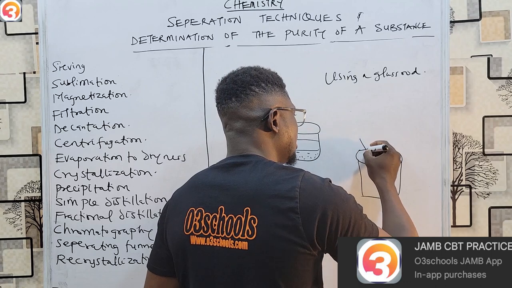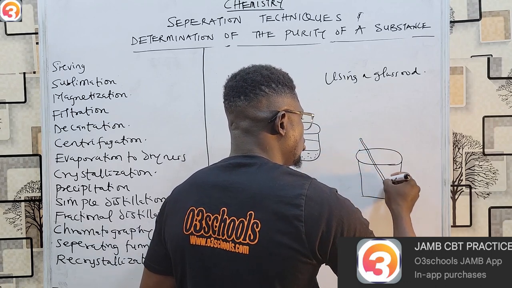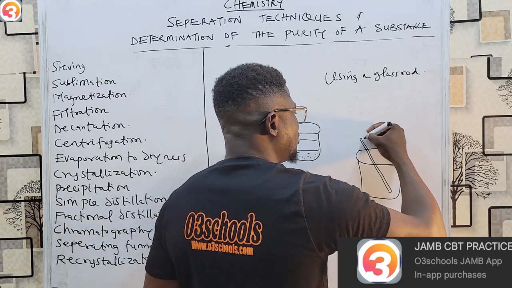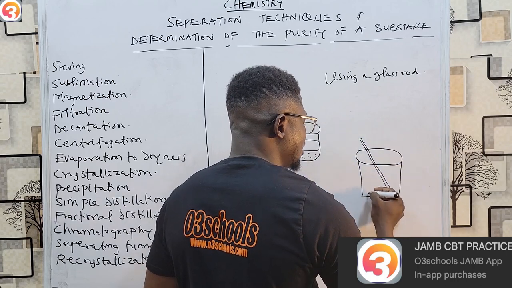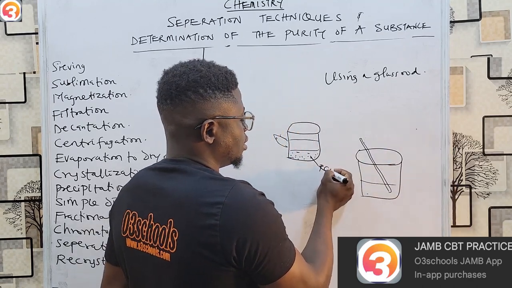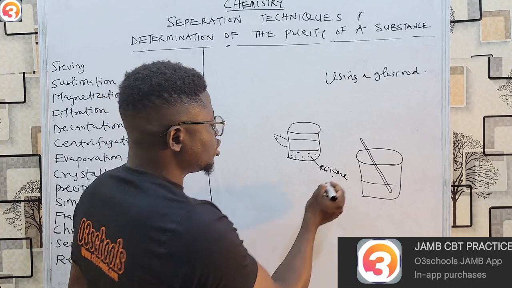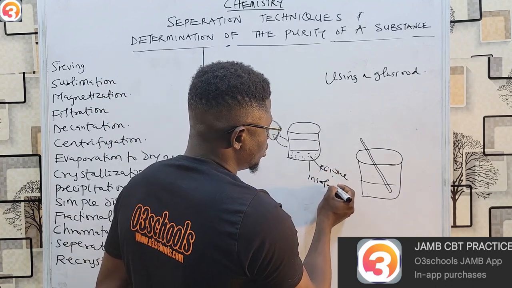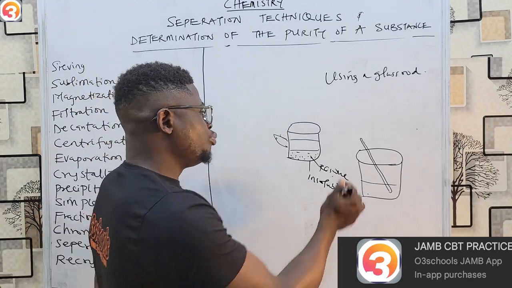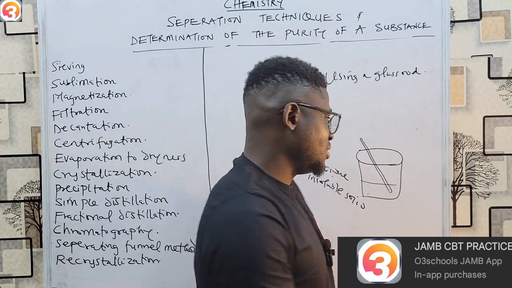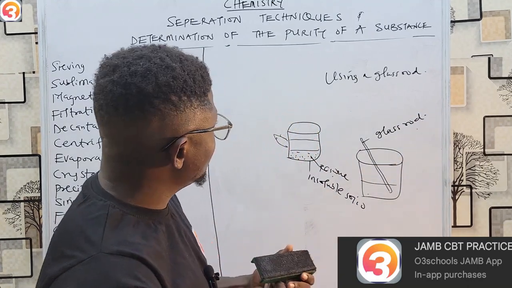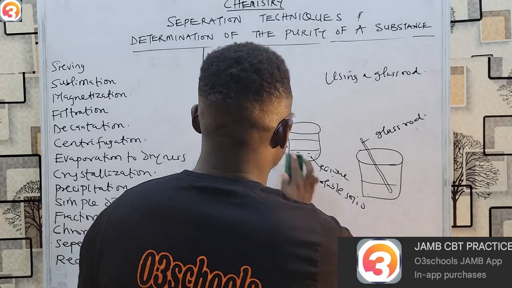So you have your glass rod carefully placed like this, and then you pour your liquid. Let's say it has a handle like this. Then you pour that liquid carefully on top of this glass rod, so that it goes down gently into the beaker below, leaving your residue, or your insoluble solid, in the first beaker. So you pour gently the liquid off using a glass rod. Are you together? So that is what decantation is about.